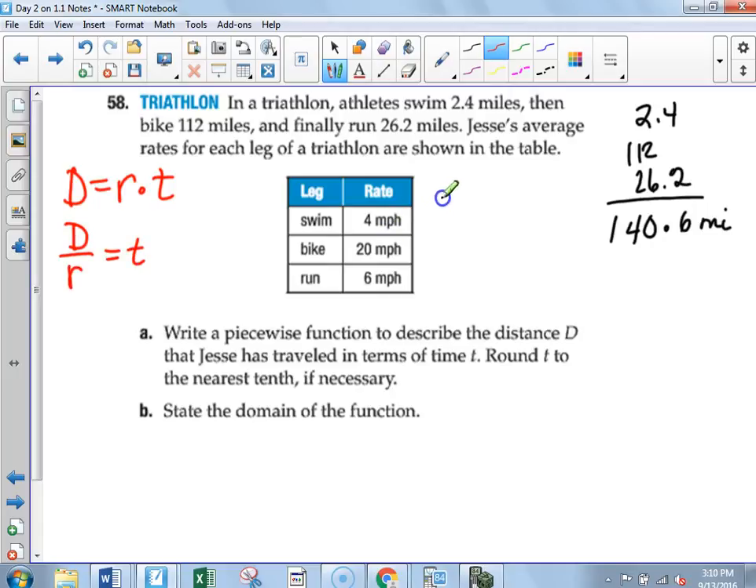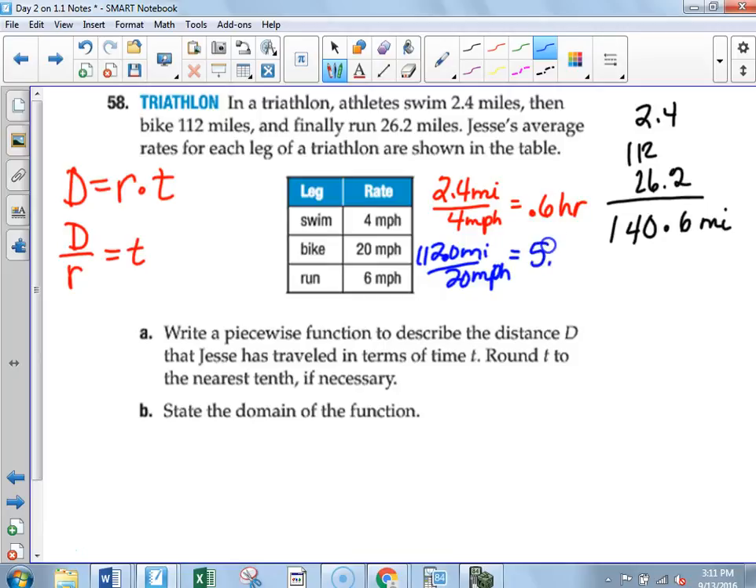Okay, so swimming, what was his distance? Stay with me here, guys. 2.4 miles he swam at 4 miles per hour is what? 0.6 hours. Okay, then we're switching to blue. Biking, 112 miles, right? 112 miles at 20 miles per hour. Somebody divide that. It's the longest part here, I think. It's 6 point something, isn't it? Somebody dividing 112 divided by 20? 5.6 hours.